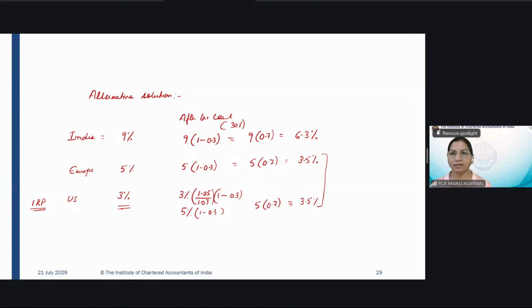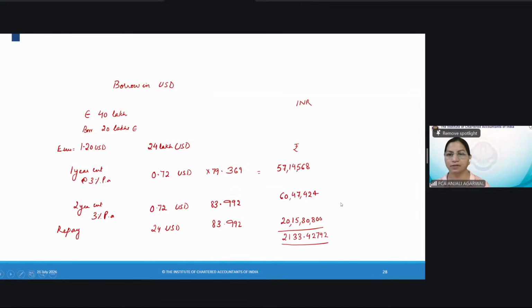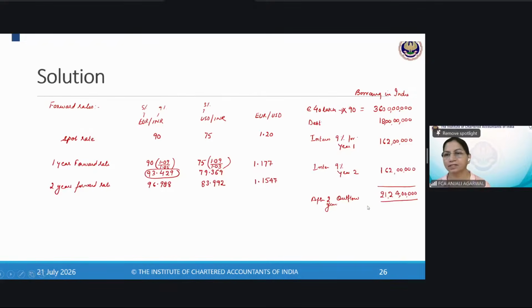So if you compare the interest rates, the borrowing in Europe and US is exactly the same and better than borrowing in India. But if you look at this solution, we find here that borrowing in India will cost us the lowest. The repayment or the outflow after 2 years will be minimum if you borrow in Indian rupee.